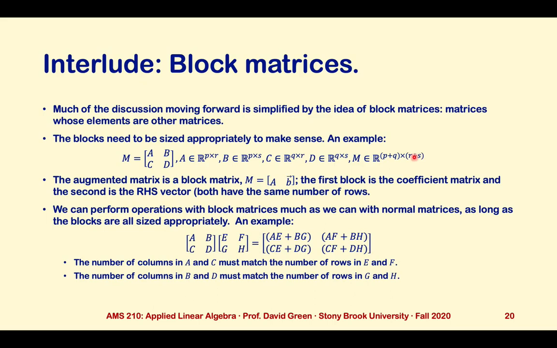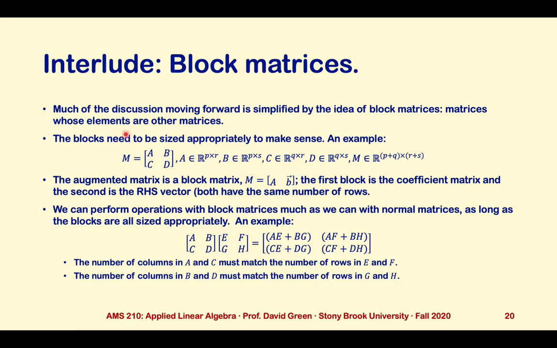All right. We've already seen augmented matrices, or block matrices. The augmented matrix is one of these. It's a block matrix whose first block is the coefficient matrix, and second block is the column vector of the right-hand side. These both have the same number of rows. They match the rule. And this is a simple block matrix, but still a block matrix.